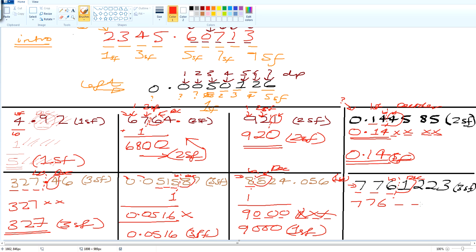Now we've got space, space, space, space. What do we do with those spaces? Do we not put numbers in there, or do we put zeros in there? We must put zeros in there up to the decimal point. So fill with zeros and stop there. And that is our final answer to 3SF. And that's the end of our video.